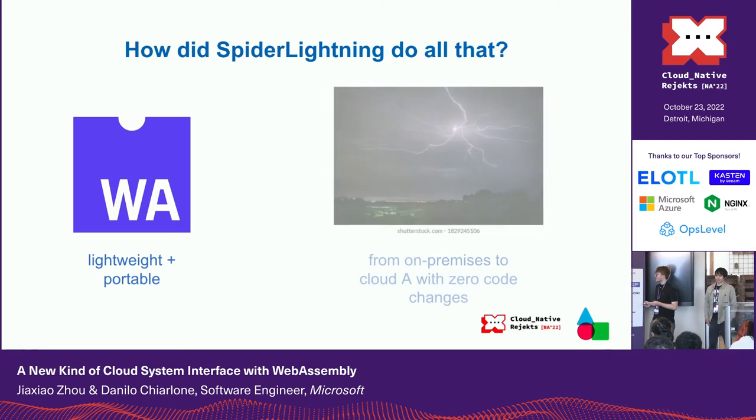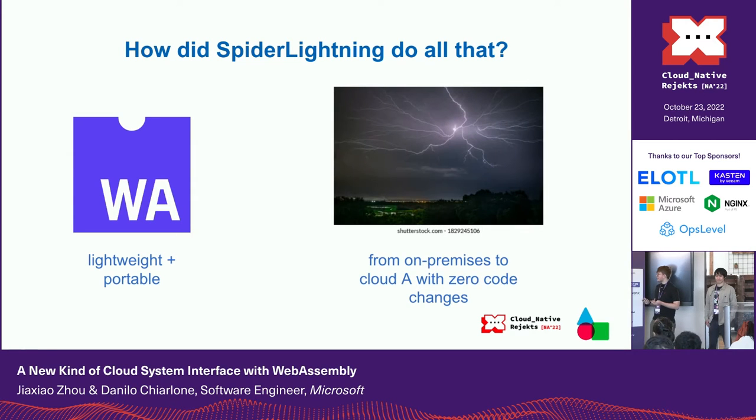But SpiderLightning, as its name implies, is like the phenomenon of lightning on the underside of clouds. It's fast, and fast in every sense of the word. The tech itself is fast, but it's also fast in terms of developer productivity. So without any code changes, just one configuration line change, you go from on premises to cloud A. There you go.